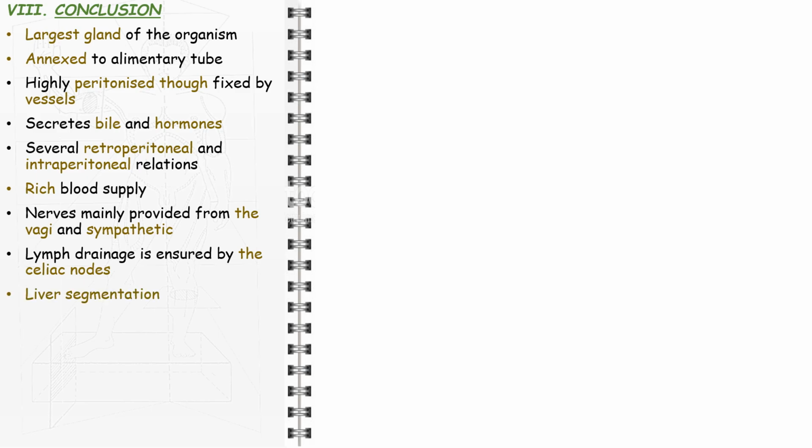The blood supply of the liver is rich. Nerves mainly come from the vagi and celiac ganglia. Lymph drainage is ensured by the celiac nodes. The liver segmentation has a wide clinical use and major surgical interest.